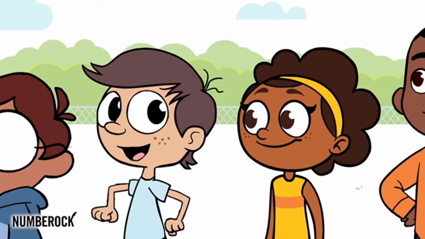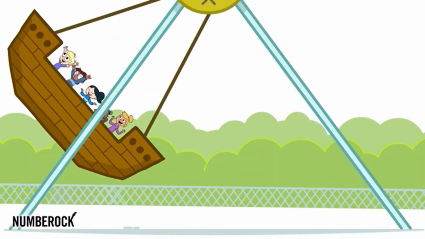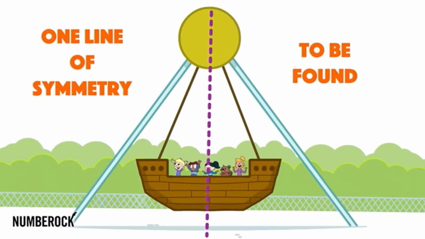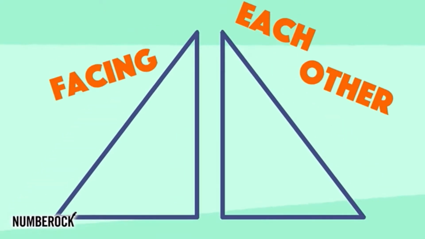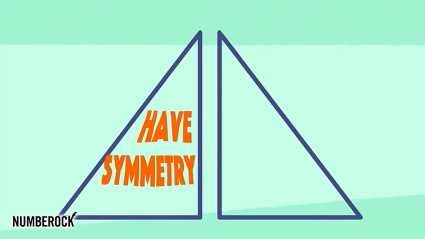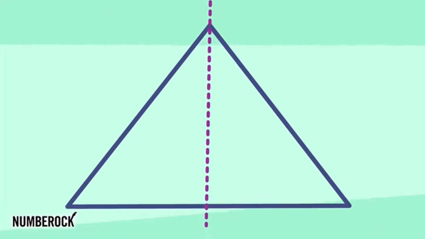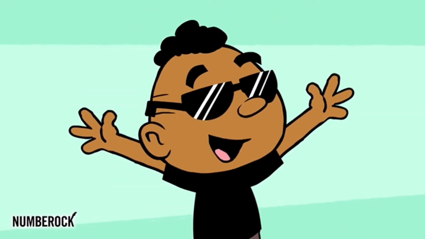Pirate ship, we wait our turn. This ride can make our stomachs churn. A line from the axle to the ground is one line of symmetry to be found. Identical parts facing each other have symmetry with one another. Woo! Lines of symmetry evenly divide. Let's find symmetry on every ride.